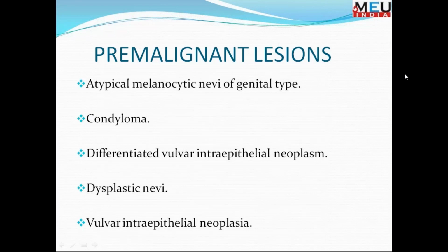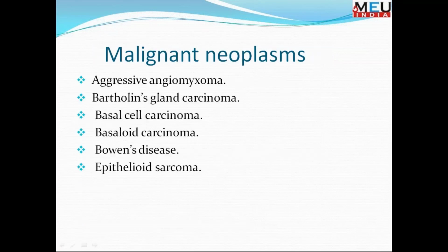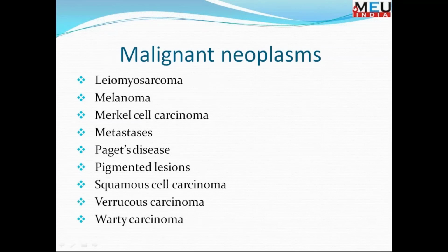The common pre-malignant lesions involve the atypical melanocytic nevi of the genital tract type, the condylomas, the differentiated vulvar intraepithelial neoplasm, dysplastic nevi, the vulvar intraepithelial neoplasias, and the aggressive neoplasms involve the angiomyxomas, the Bartholin gland carcinoma, the basaloid carcinomas, the Bowen's disease, epithelioid sarcomas, and the malignant neoplasms also involve the leiomyosarcomas, melanomas, Merkel cell carcinomas, metastasis from the surrounding areas, Paget's disease, pigment lesions, squamous cell carcinoma, and warty carcinomas.